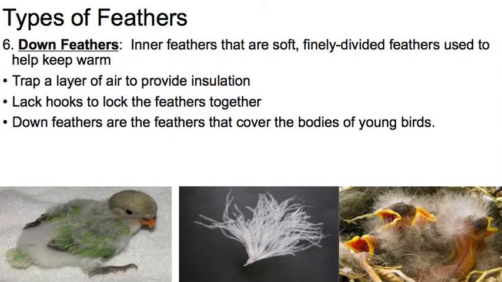Then there's down feathers, which are the inner feathers that are soft and finely divided feathers used to help keep it warm. They trap a layer of air to provide insulation, and they lack hooks to lock the feathers together. Down feathers are the feathers that cover the bodies of young birds. So you can see what they look like here and on the young birds.